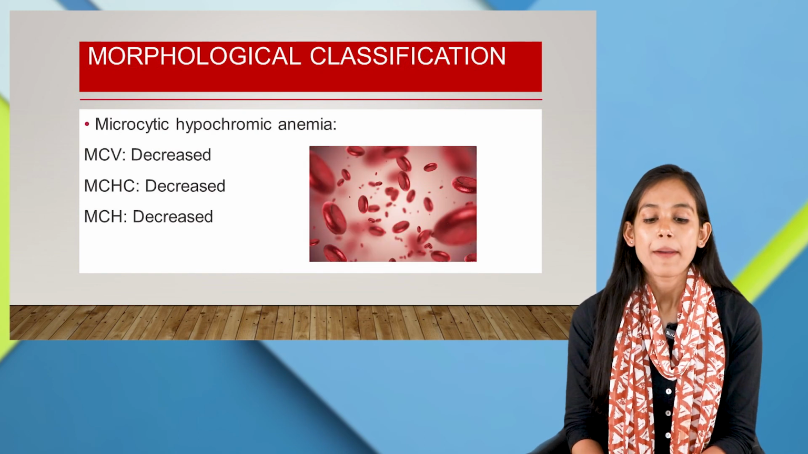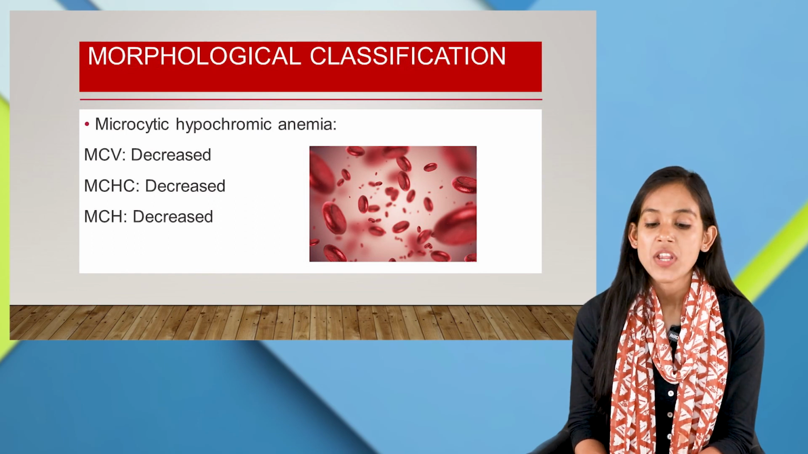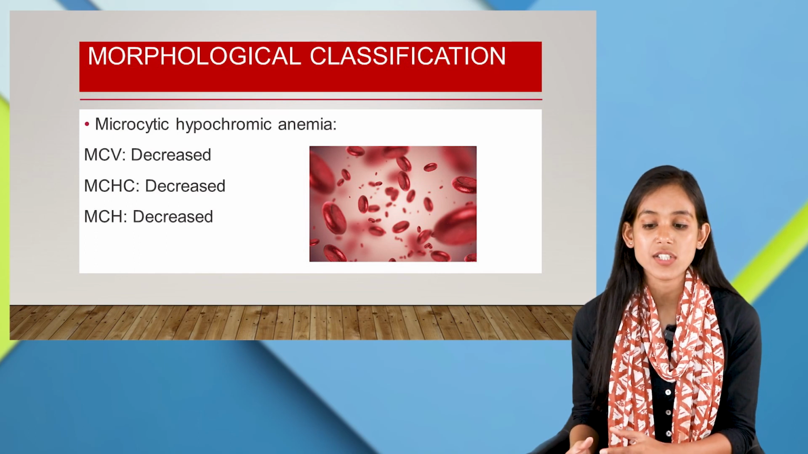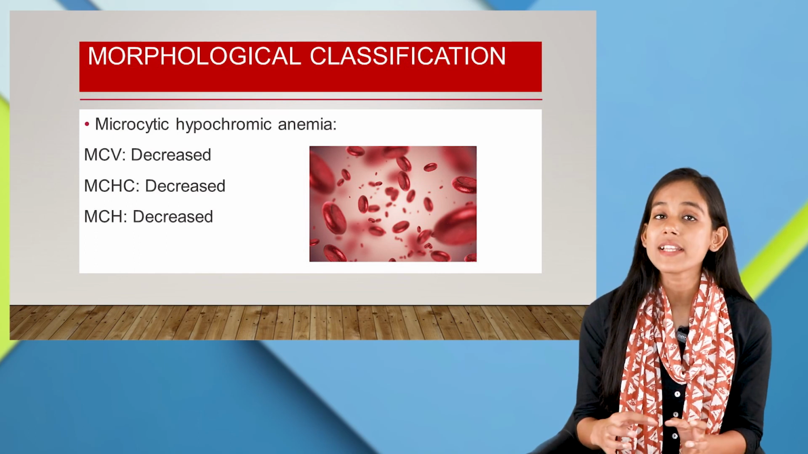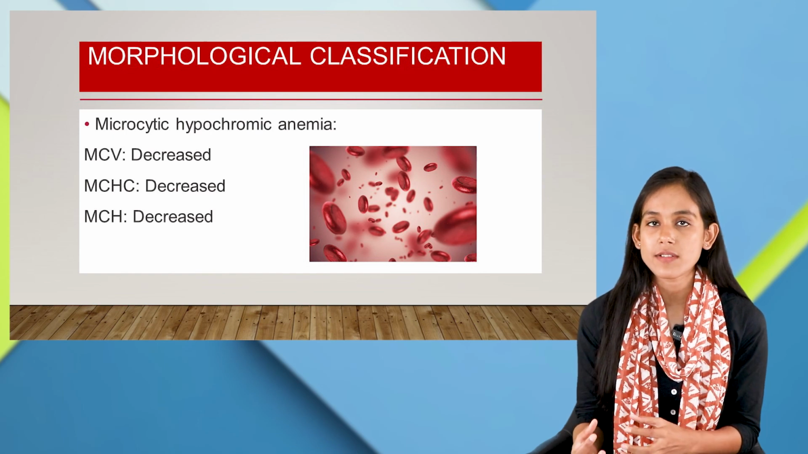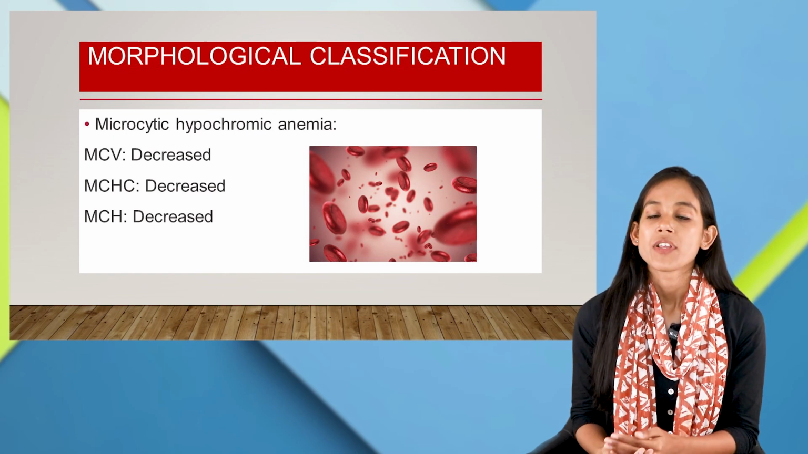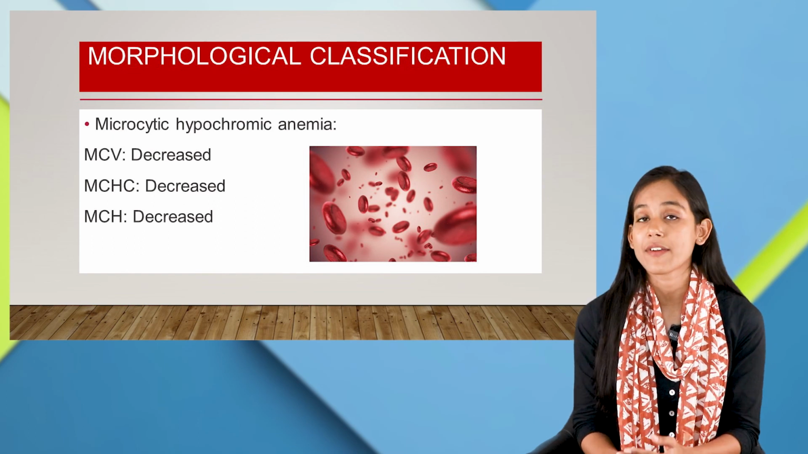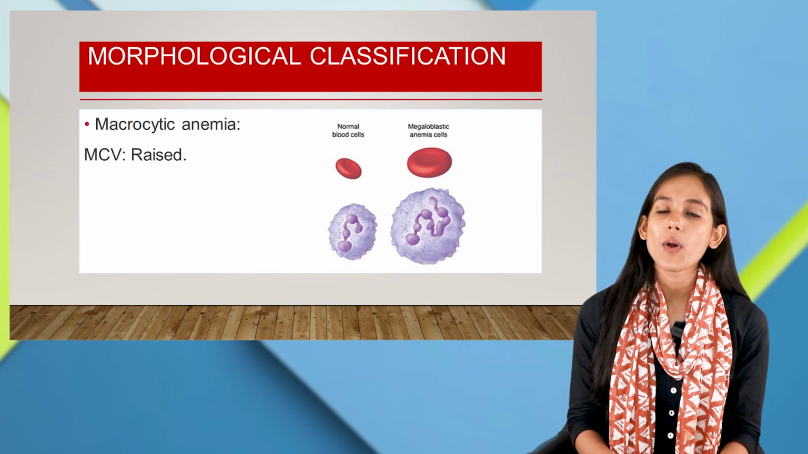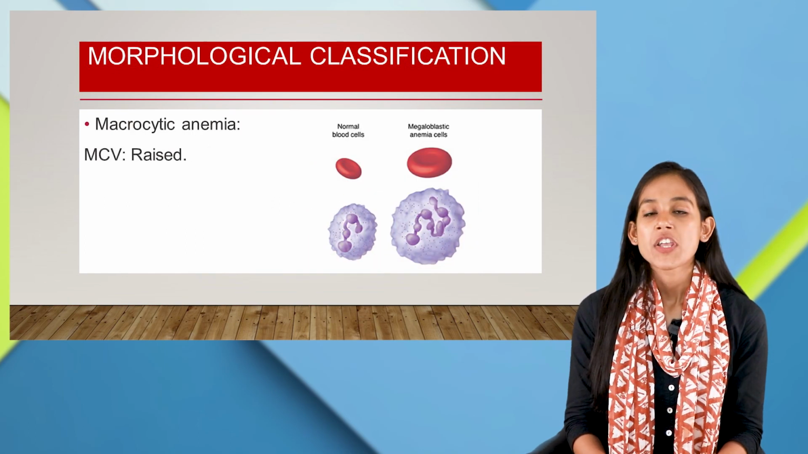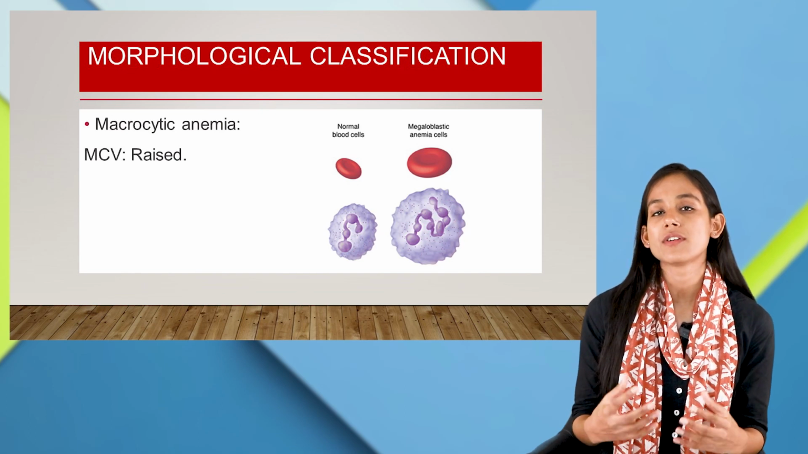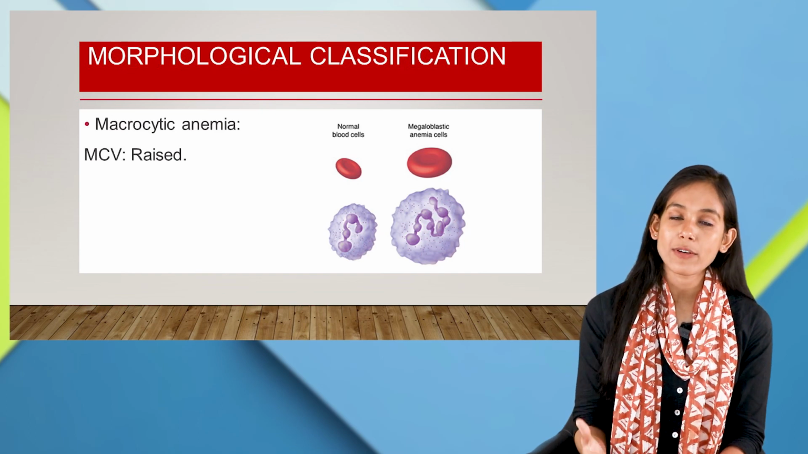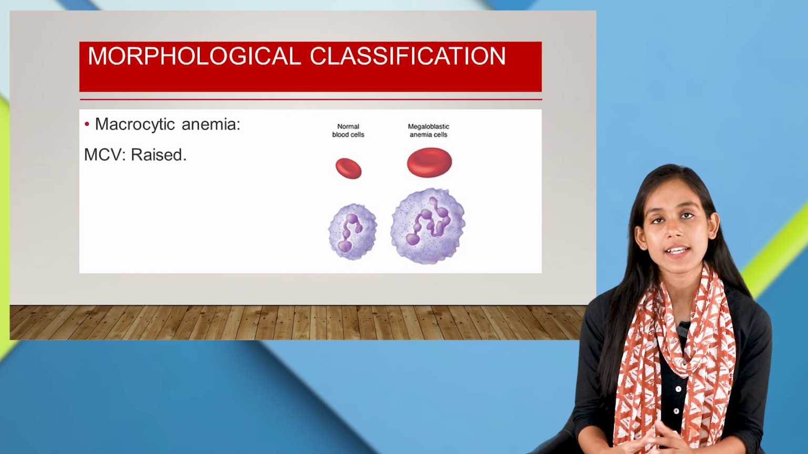The second one is microcytic hypochromic anemia. Here the MCV, the MCH, and also the MCHC would all be decreased. An example of microcytic hypochromic anemia is iron deficiency anemia. And the third one is macrocytic anemia. In macrocytic anemia, the mean corpuscular volume, or MCV, would be raised. An example of macrocytic anemia would be megaloblastic anemia.